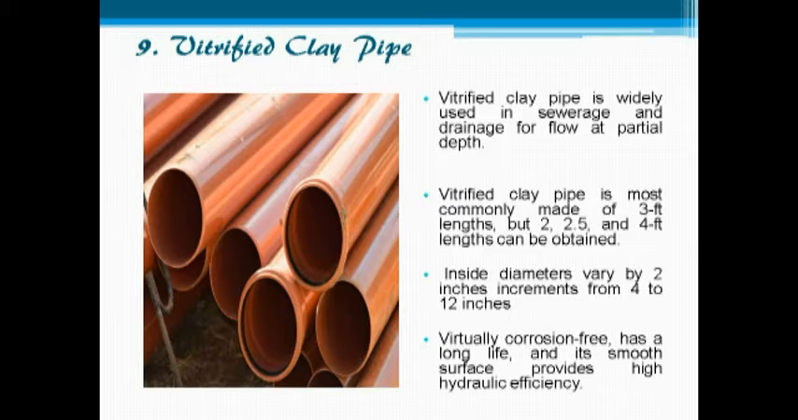Number 9. Vitrified clay pipe. This pipe is not often used as pressure pipe, but is widely used in sewerage and drainage for flow at partial depth. Commonly made of 3 feet lengths, but 2 to 2.5 and 4 feet lengths can be obtained, and inside diameters vary by 2 inch increments from 4 to 12 inches. Because of the dimension changes, liberal tolerance in all dimensions is necessary. The main advantage of vitrified clay pipe is that it is virtually corrosion-free, has a long life, and its smooth surface provides high hydraulic efficiency.